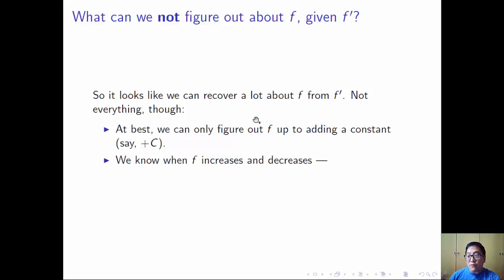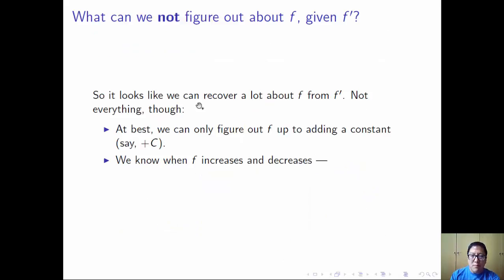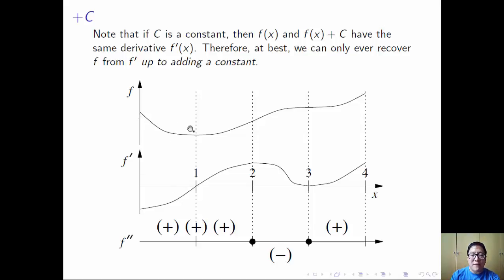A bigger problem, but one that we eventually will be able to fix, at least if you go through calculus 2, is that we can figure out from f prime when f increases and decreases, but we don't know by how much, or at least not yet. To be specific, turning back to our example, if c is a constant, then f of x and f of x plus c have the same derivative, f prime of x. So the best you could possibly hope for in terms of recovering f from f prime is to get f up to adding a constant.